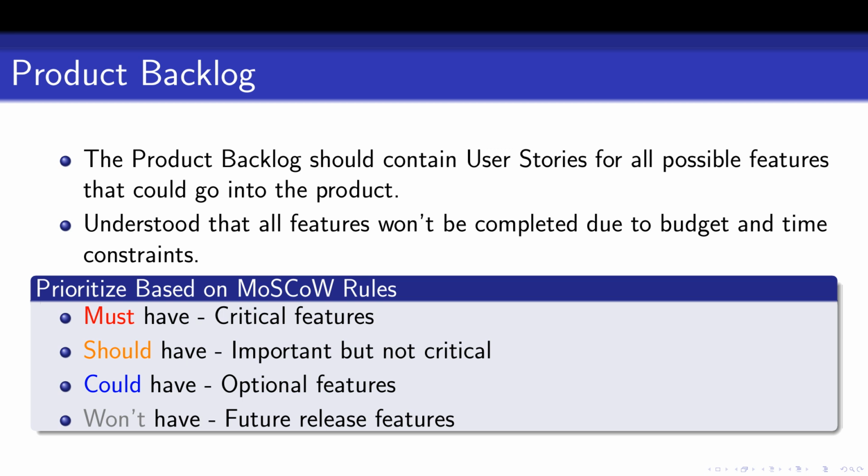The product backlog serves as a prioritized list of user stories for the project. It includes all potential features, even if not all will be implemented due to budget or time constraints. Prioritizing these features follows the Moscow method. Must-haves are critical features, should-haves are important but not essential, could-haves are optional, and will-not-haves are reserved for future releases.